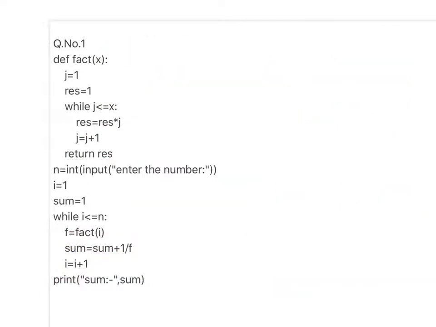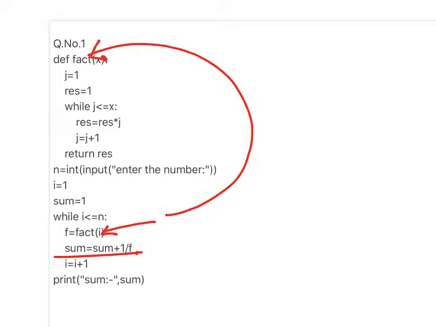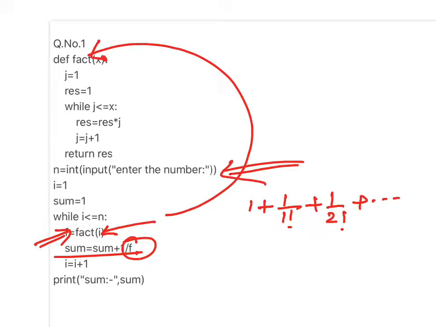So I hope it should be clear. Very simple. What we are doing here is passing the value of I from here, calculating the factorial here, and then finding the sum in this place. Sum equal to sum plus 1 upon f. F is the factorial of the given value. So in this way you can calculate the sum of the series plus and so on up to any value. Any value means here you have to give the value of n. I hope it should be clear.